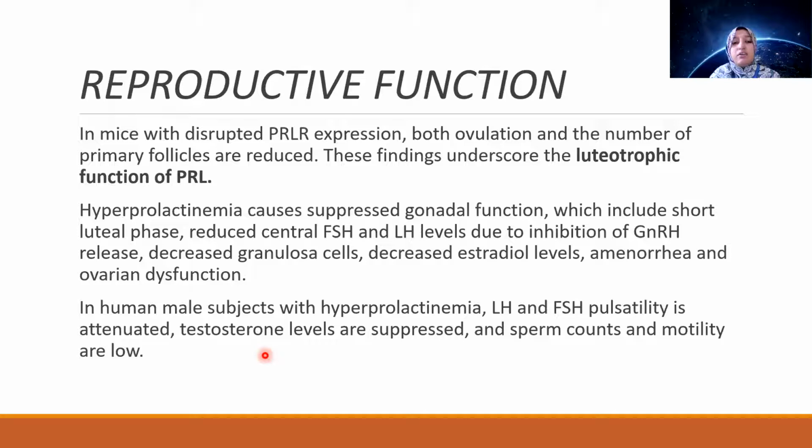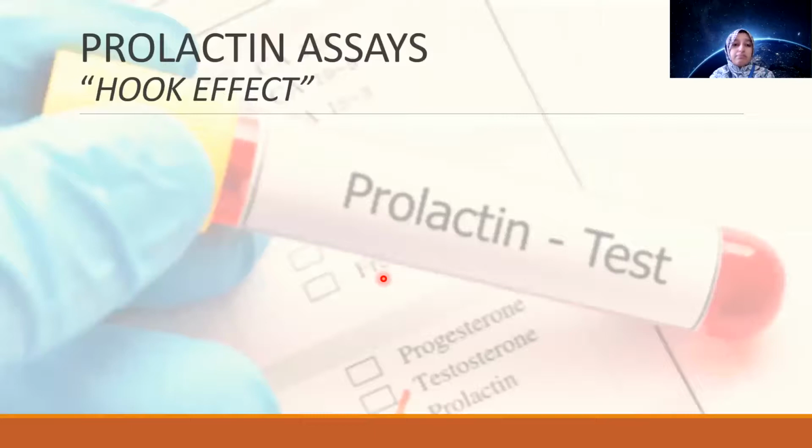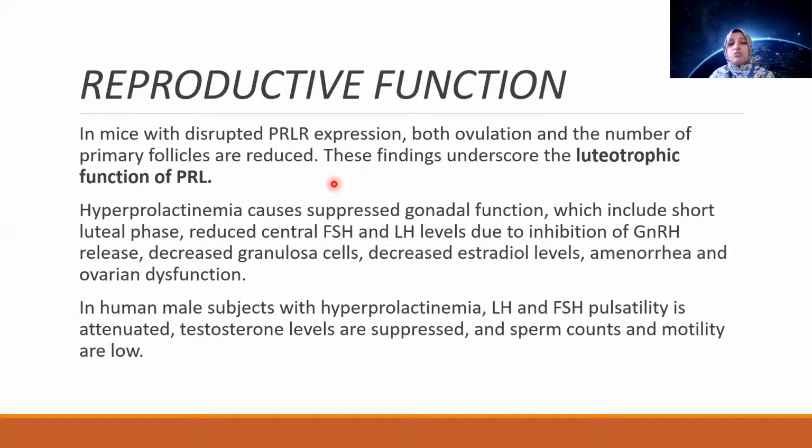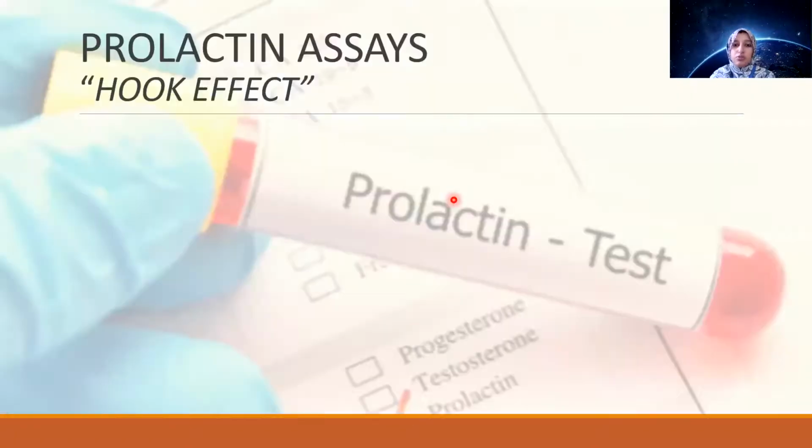So as far as the reproductive function is concerned in humans, it is actually going towards the negative side, that high prolactin would decrease the reproductive function of the human race. But in mice, that has also been seen and studied, the exact mechanism which is taking place, especially in females, is that the ovulation and the number of primary follicles are actually reduced.